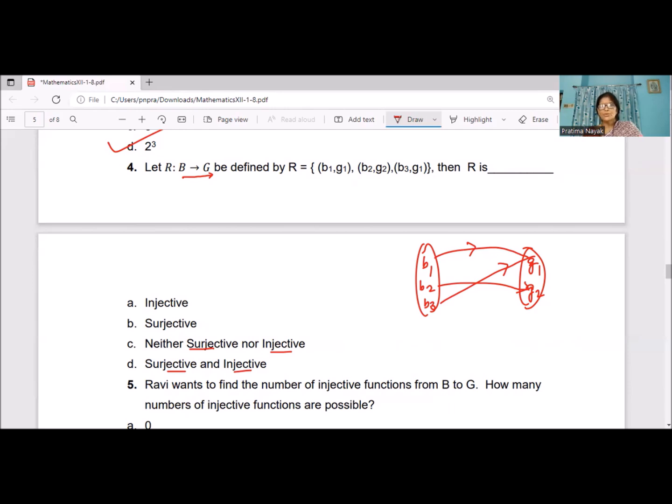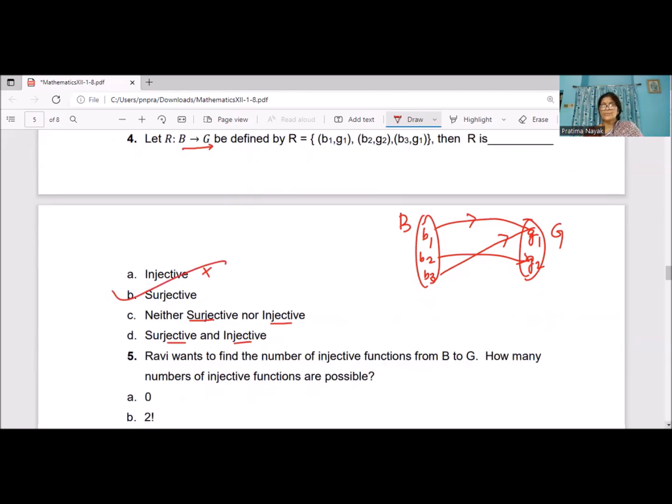It is not an injective function because injective means one-one. So it is not injective. Now coming to surjective, no element is left in set G. So it will be a surjective function. So B is the correct answer for this.